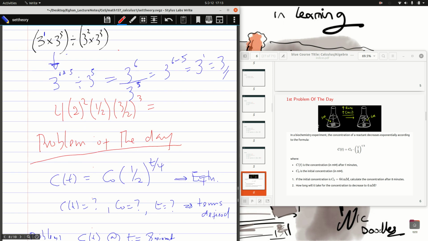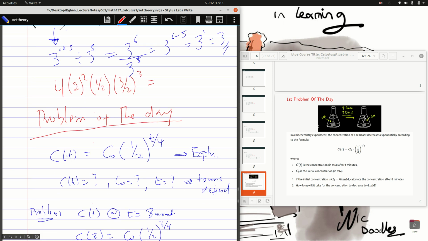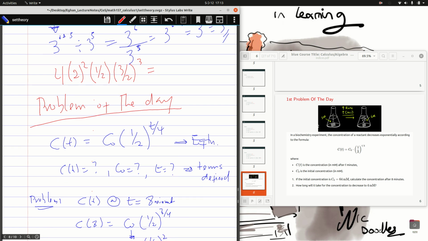Now to the problem of the day. We are in National Science and Maths quiz. We want to see how we can apply indices to our everyday life. That is the interesting thing about mathematics. If you don't see where you're applying the things you are learning, it becomes worrying and troubling as well.